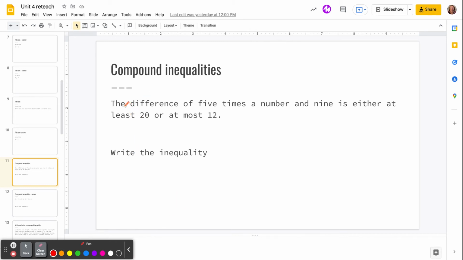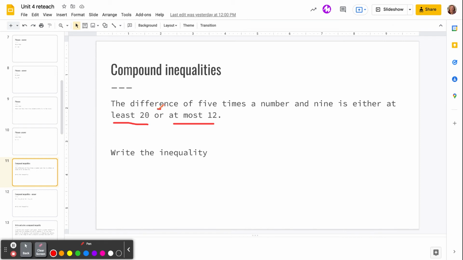So one of the questions looked kind of like this. The difference of 5 times a number and 9 is either at least 20 or at most 12. These phrases, at least 20 and at most 12, the at least and the at most really confused us on the test, which is fair because they're not necessarily what you would think of. So we have to write the inequality.